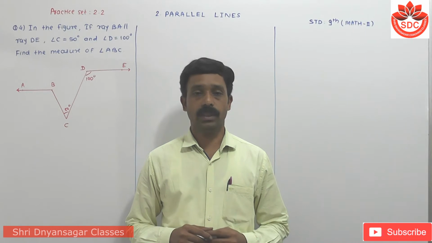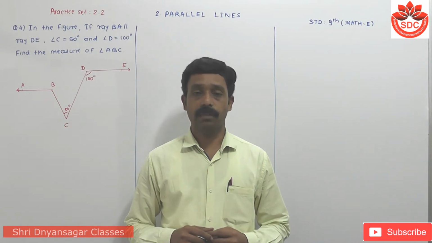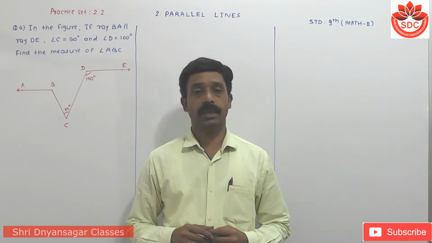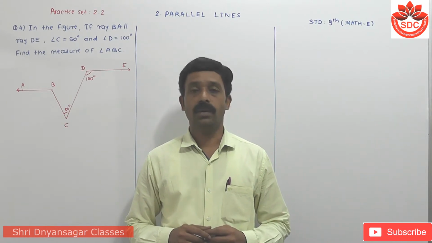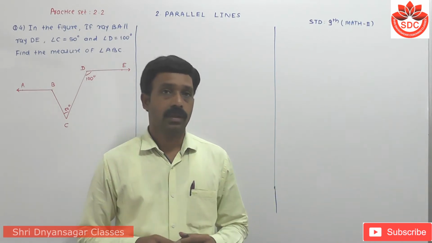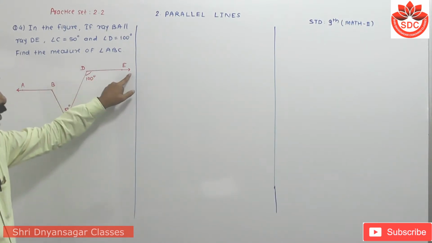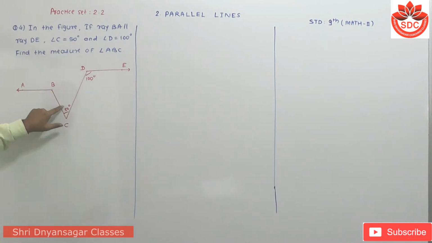Students, today we discuss the next questions of practice set 2.2 of the chapter Parallel Lines of 9th standard Mathematics Part 2. Now the next question, question number 4: in the figure, ray BA is parallel with ray DE. Angle C is 50 degrees, angle D is 100 degrees. Find the measure of angle ABC.